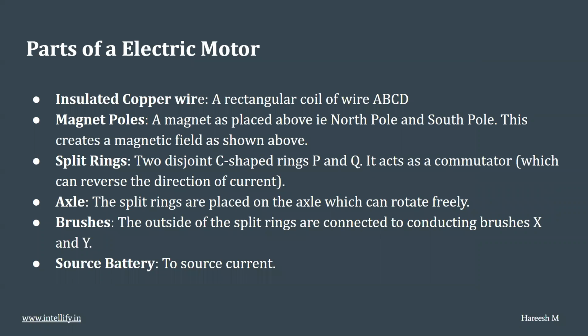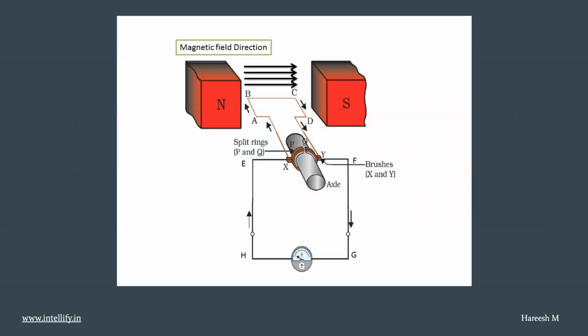Now, what are the parts of the electric motor? It consists of, first of all, insulated copper wire, magnet poles, split rings, axle, brushes, and source battery. If you look at this figure, ABCD is the insulated copper wire. Then you have your magnetic poles, your brushes, this split ring, and your axle. This is what makes up an electric motor.